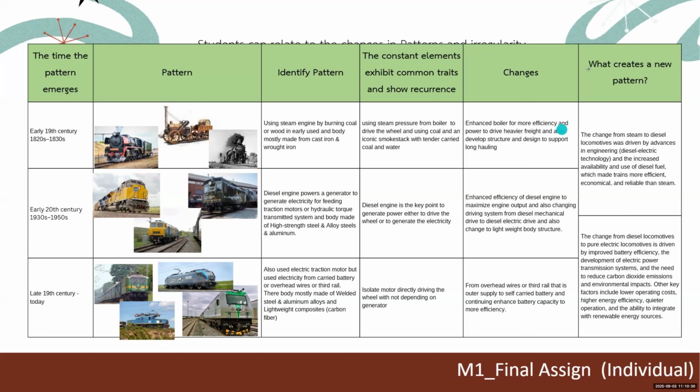What created the new pattern, from pattern A to pattern B, was the economic growth and the discovery of fossil fuel, so it was more efficient and more useful than using steam and coal.